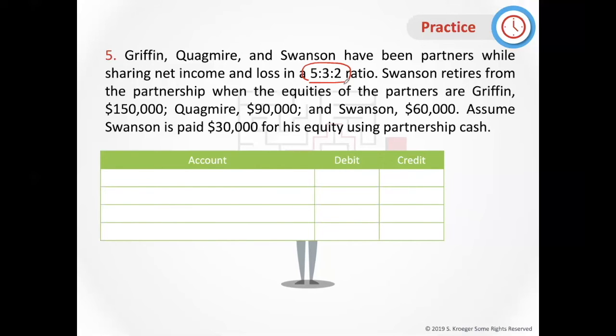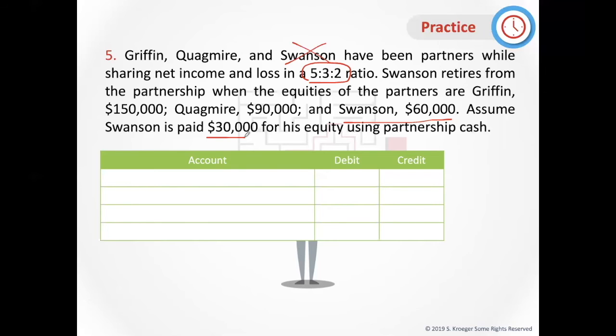So in this scenario, Swanson retires from the partnership. This partner, Swanson here, he is leaving. The current equities are Griffin has $150,000 invested in the partnership. That's his capital account. Quagmire has $90,000 and Swanson has $60,000. Assume Swanson is paid $30,000 for his equity using partnership cash. If you think about it, Swanson's capital is worth $60,000, but he's only going to get $30,000 for that. He's losing basically $30,000.